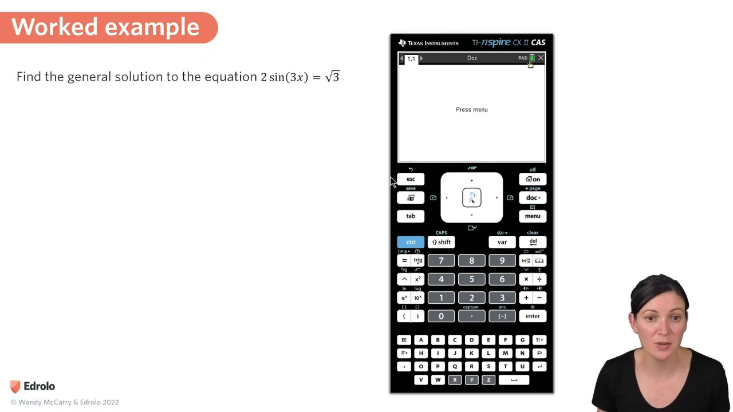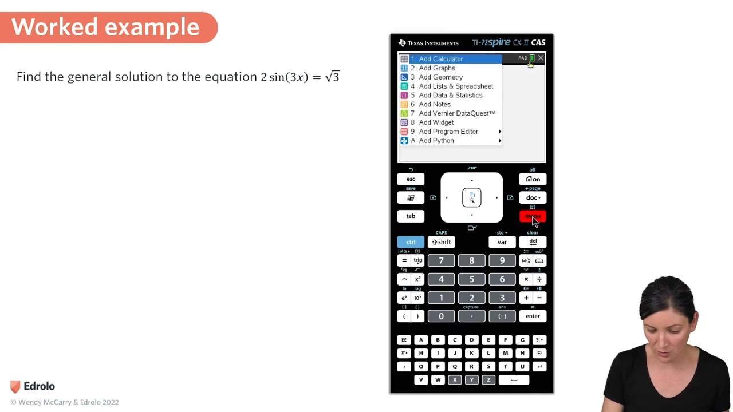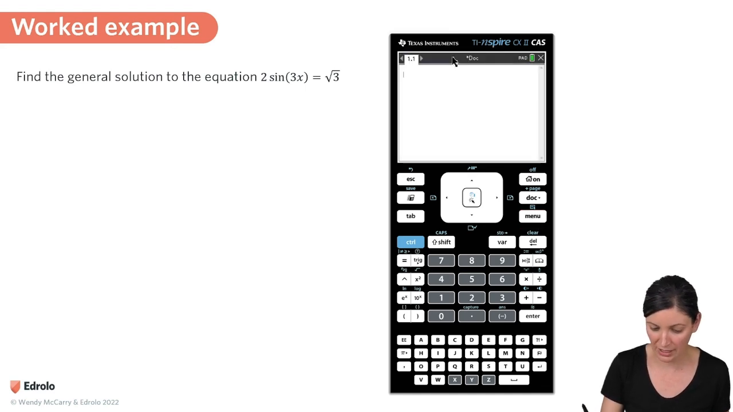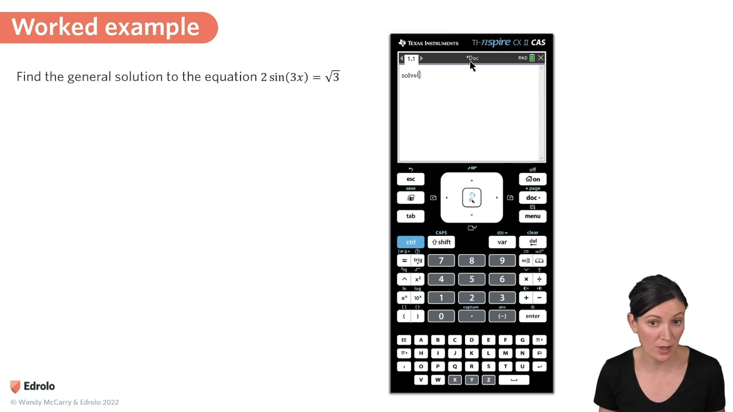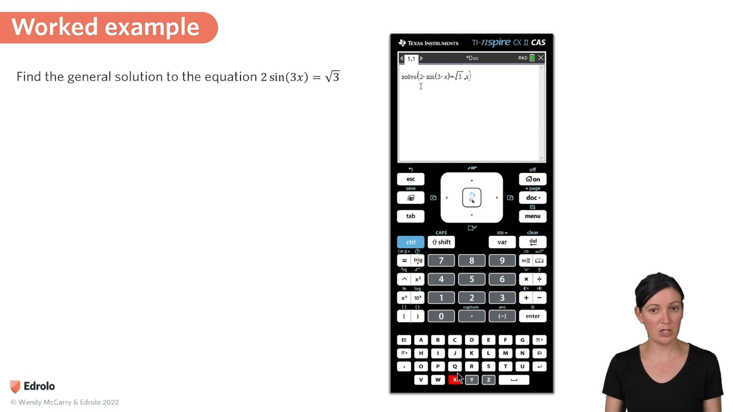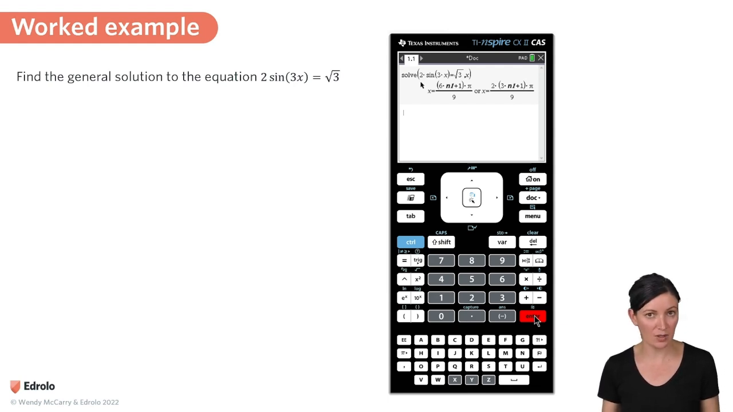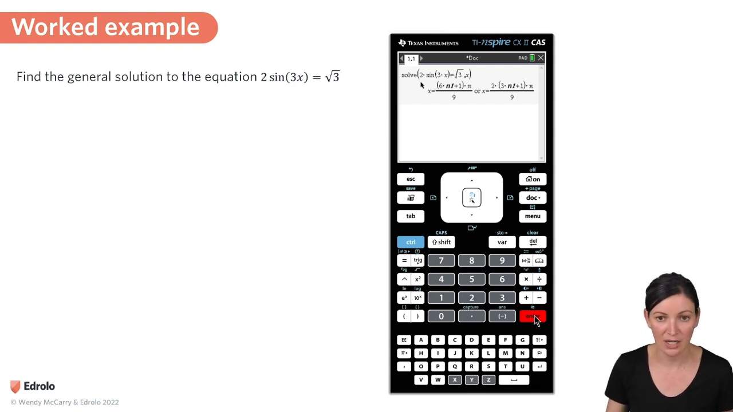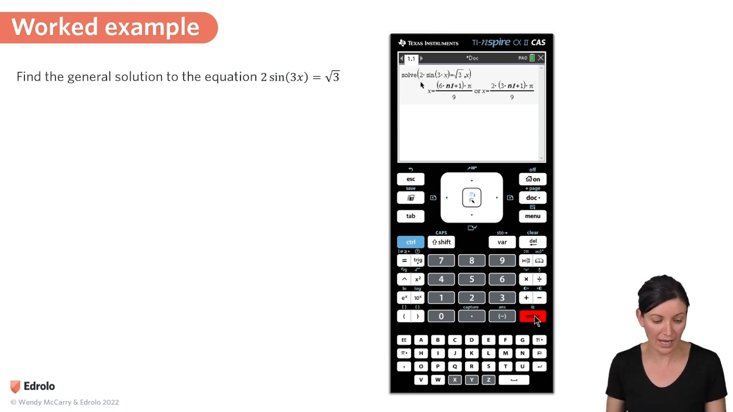Okay, so the next thing we want to do is we want to find the general solution to this equation. So I'm just going to go into my menu and I'm going to add a calculator, menu, algebra, and solve. And then I'm going to just write in my equation like you normally would. Okay, so make sure you write your comma x in at the end. And then when you hit enter, you get something like this. So if we were just answering this on an exam paper, what we could write down is just those answers exactly how they are, but we'll replace our n1 with n.